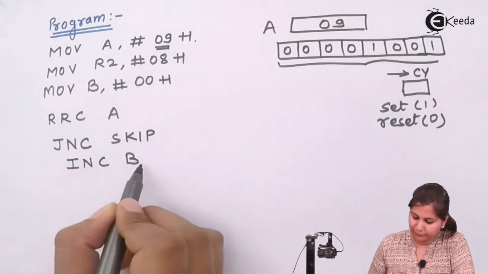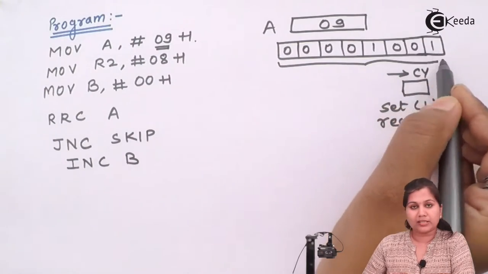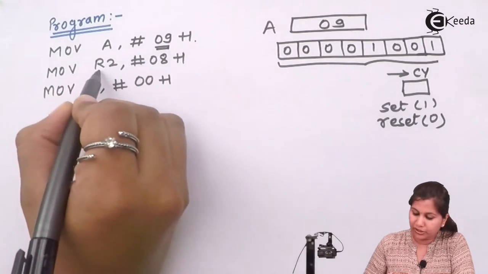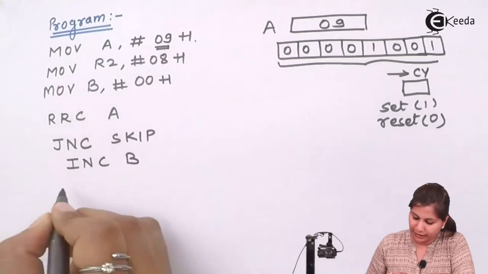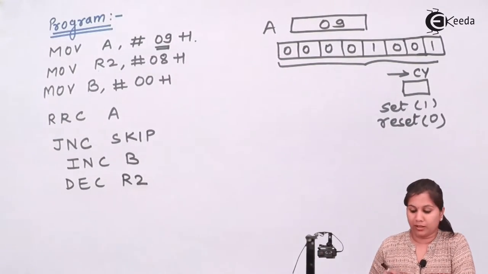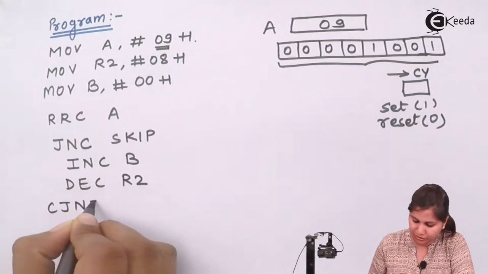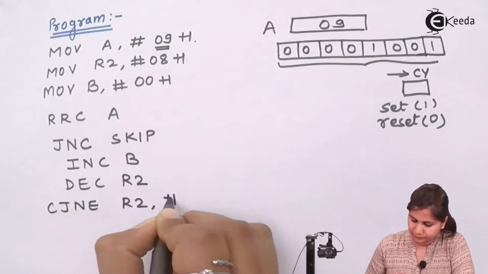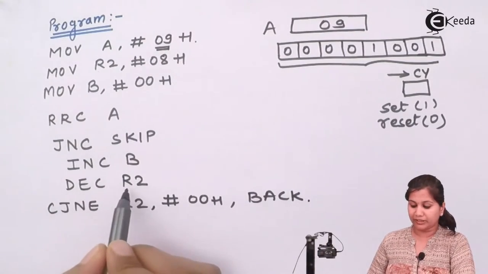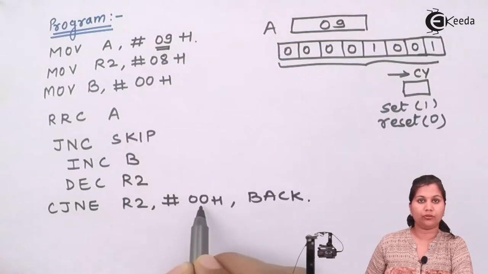Now after incrementing B, because the first bit is already shifted, the second bit is to be shifted here. So the counter which is counting the number of bits, 8, that is to be decremented. Now when it is decremented, after that we will use a compare instruction, to compare whether this R2, after decrementing, has become equal to 00 or not.